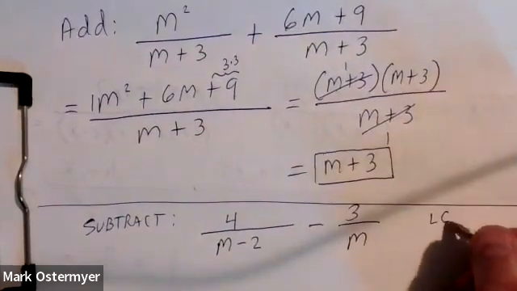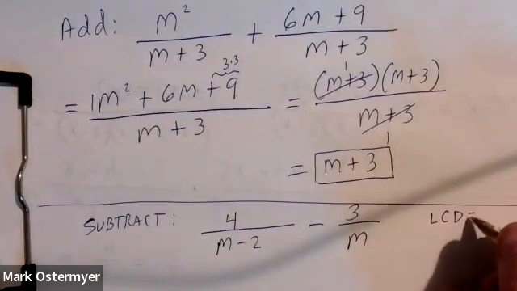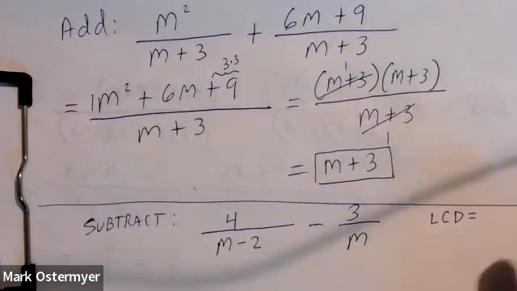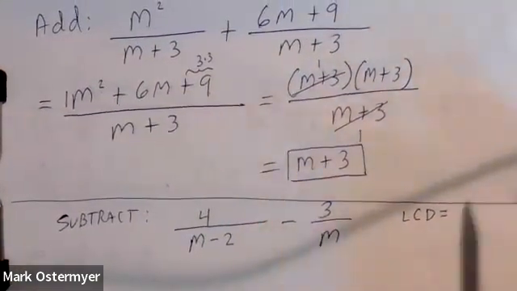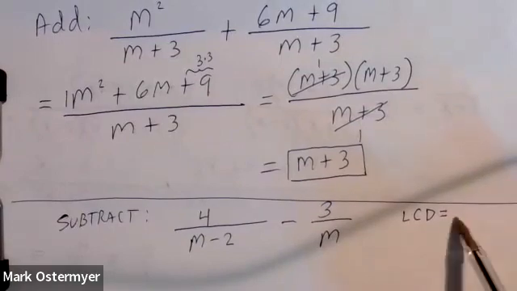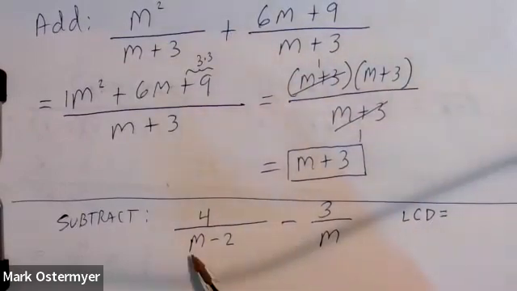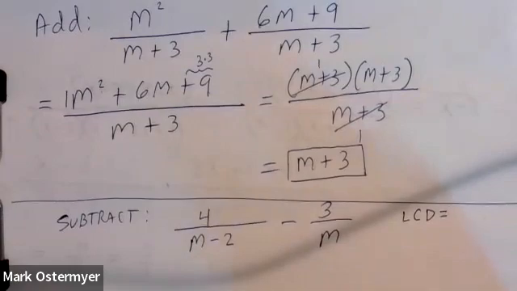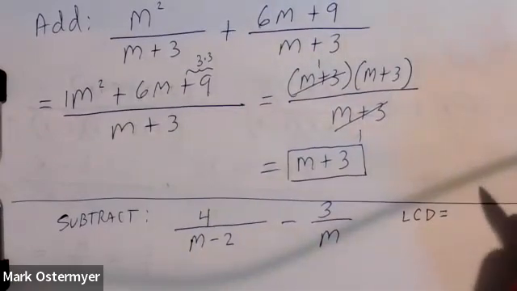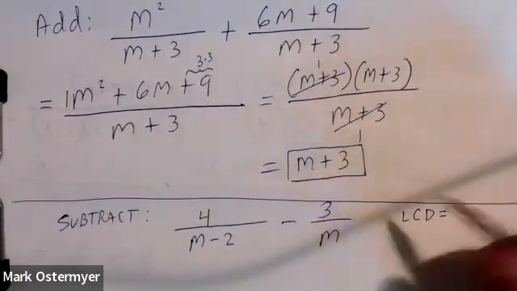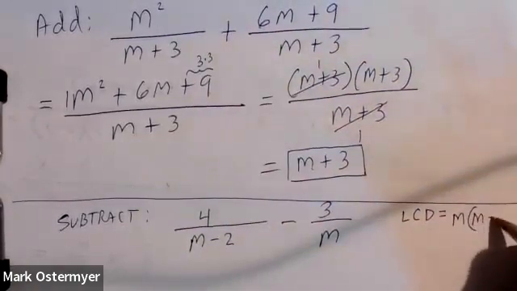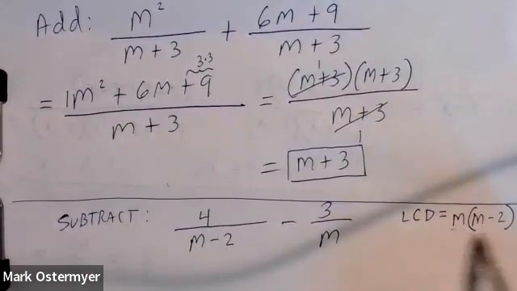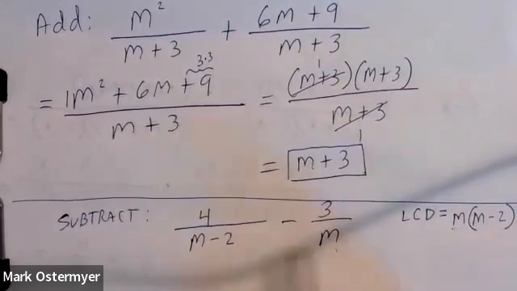Now we can put together easily our least common denominator. And what are we going to have in our least common denominator? In other words, what variable or polynomial expression do we need for our LCD such that it will be divisible by m minus 2 and m? Well, we're going to have a lone factor of m, and we're also going to have this binomial factor of m minus 2. So this would be the least common denominator of both of these denominators.